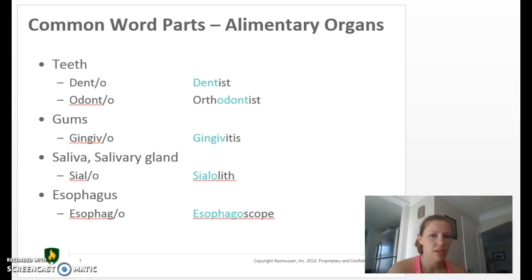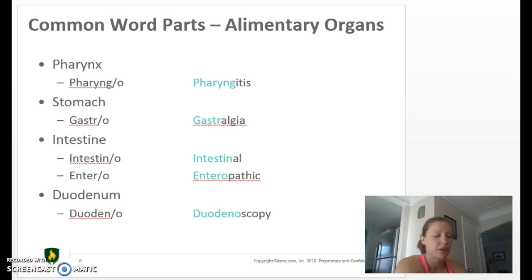All right, then we have for teeth, dentist and orthodontist as our example words. Gingivitis means pertaining to gums. Then sialolith. Sialo is anything that has to do with your saliva or your salivary glands. And then esophago, which is probably the easiest one of all of these, is esophagus. Pharynx, remember that anything that ends with an X is usually a G when we make it into a combining form. So that X turns into a G to make pharyngo, so pharyngitis.